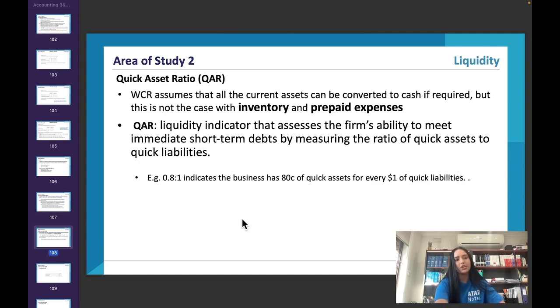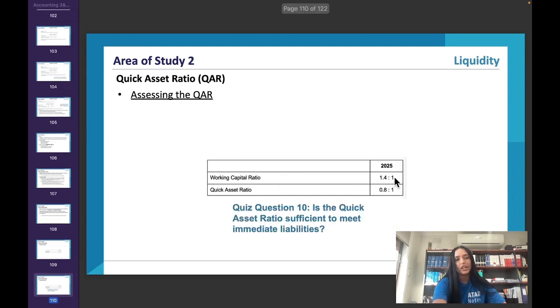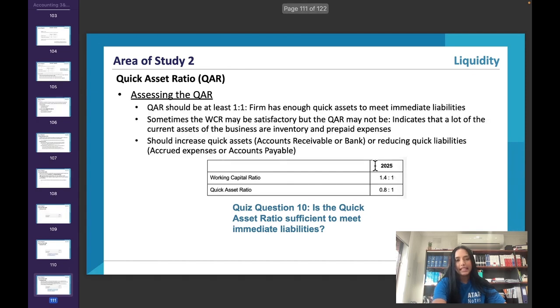And with quick asset ratio, for example, 0.8:1 means that the business has 80 cents worth of quick assets for every $1 of quick liabilities. And we assess quick asset ratio by comparing it to working capital ratio. So in this case, a quick asset ratio of 0.8:1 is not satisfactory because quick asset ratio should be at least 1:1, which means that the firm has enough quick assets to meet its immediate quick liabilities.